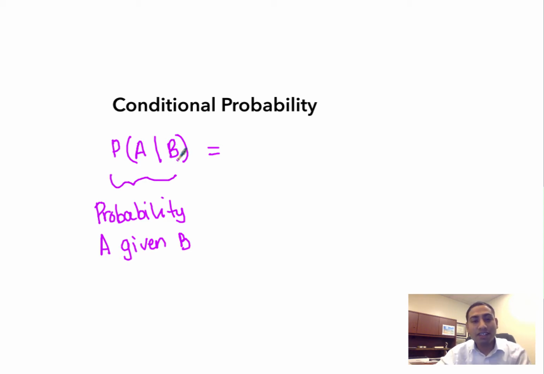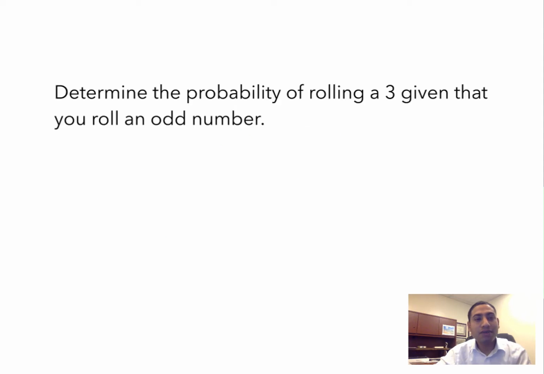And there's a formula for this. The probability of A given B is given by the probability of A and B divided by the probability of B. So the numerator is the probability that both A and B happen at the same time. Then we divide this by the probability of B. So this is the formula for conditional probability. Let's apply this formula to the problem that we saw first. Determine the probability of rolling a 3 given that you roll an odd number.